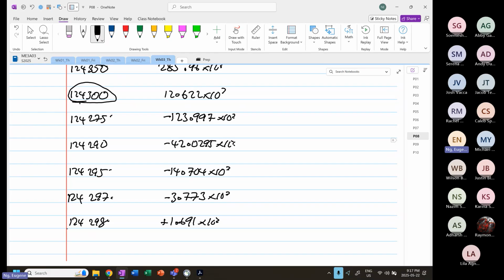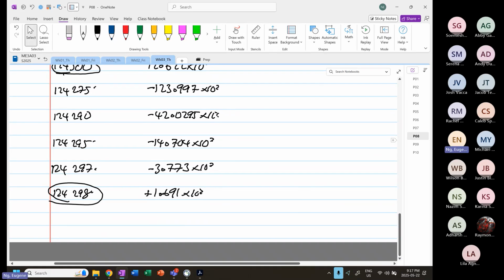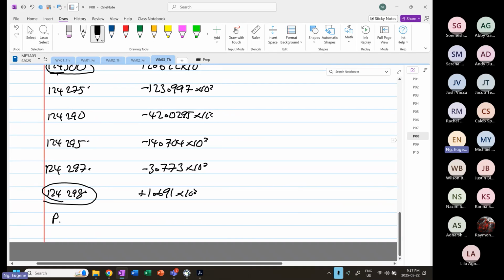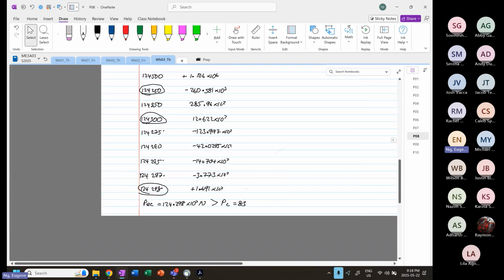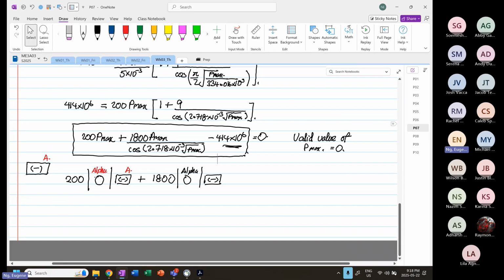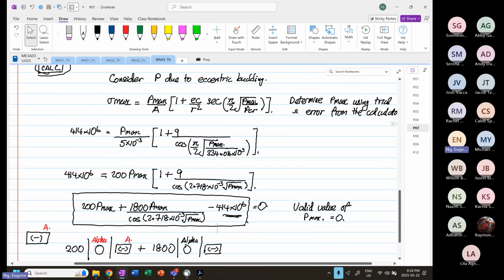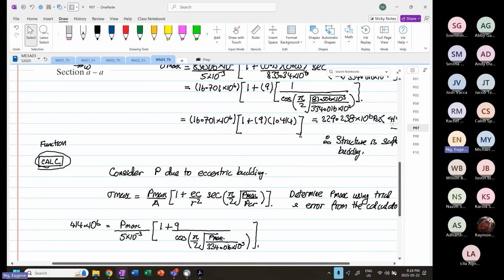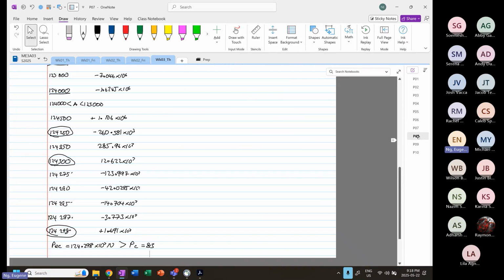So you quote your value as P due to eccentric loading is equal to 124.298 times 10 to the power 3 Newton, which is larger than the P-centric, which is equal to, what was it? 83.506.